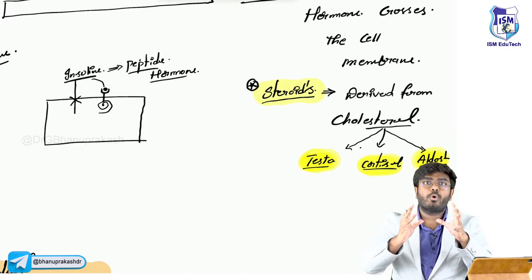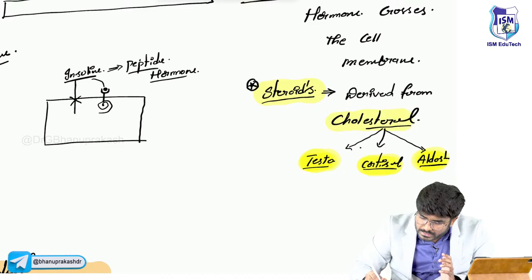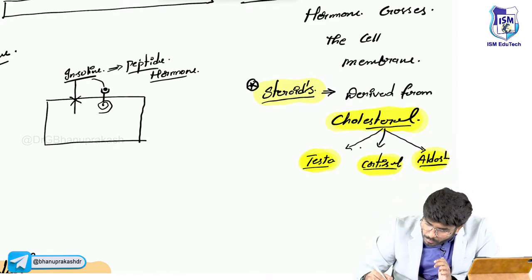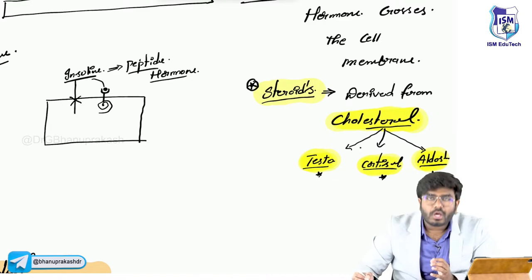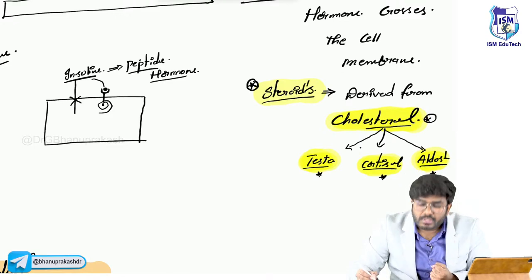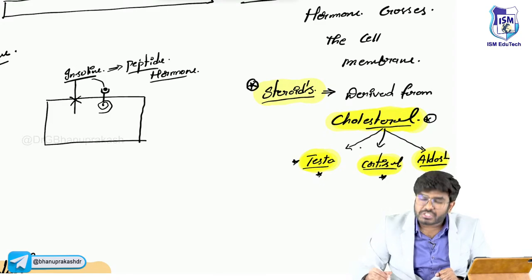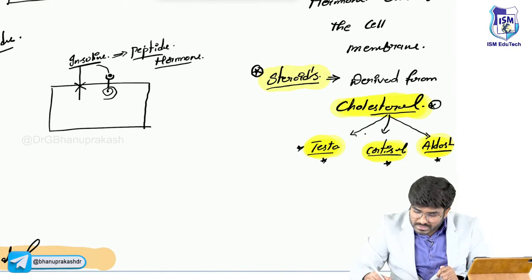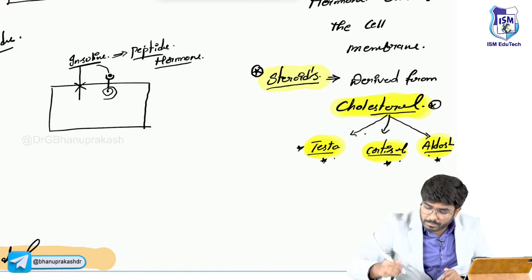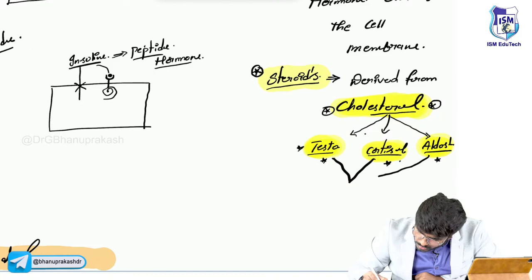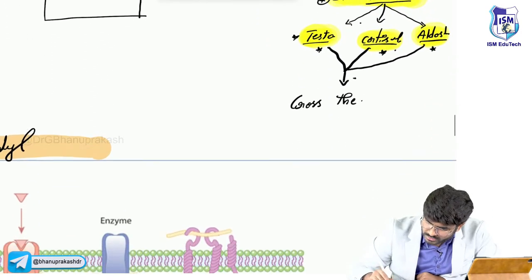Which means for all the steroid hormones, the one raw material is cholesterol. From the same cholesterol, you will make testosterone, cortisol, aldosterone. They are all getting derived from this lipid molecule, cholesterol. So, now, are these hormones going to cross the cell membrane or not? Yes, they can cross the cell membrane, because these hormones are lipid-soluble, as they are derived from a lipid. Cholesterol is a lipid. So cortisol, testosterone, aldosterone can cross the cell membrane.